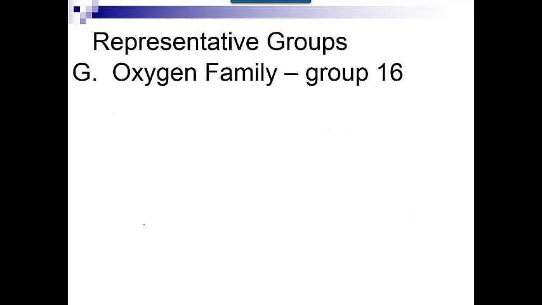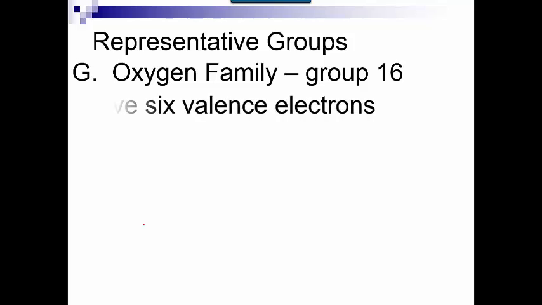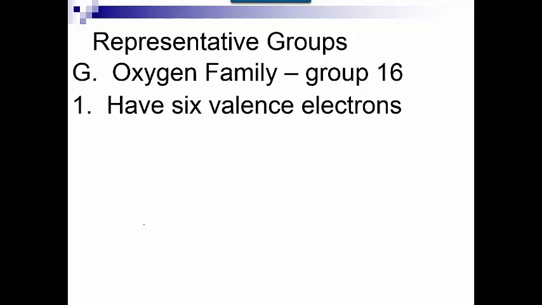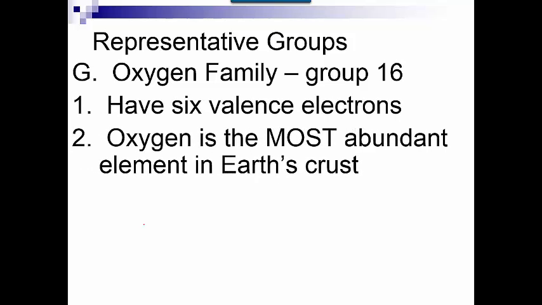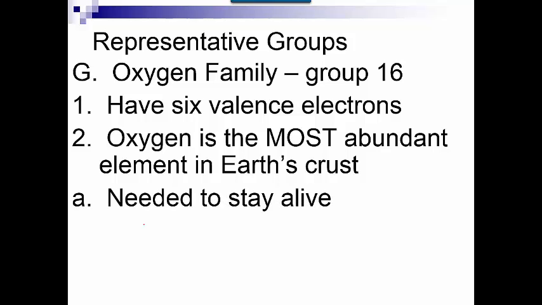Moving on to group 16, we have the oxygen family, and the oxygen family has 6 valence electrons. Oxygen is the most abundant element in the Earth's crust. So aluminum is the most abundant metal. Oxygen is not a metal. Oxygen is the most abundant element. Obviously, we need it to stay alive.